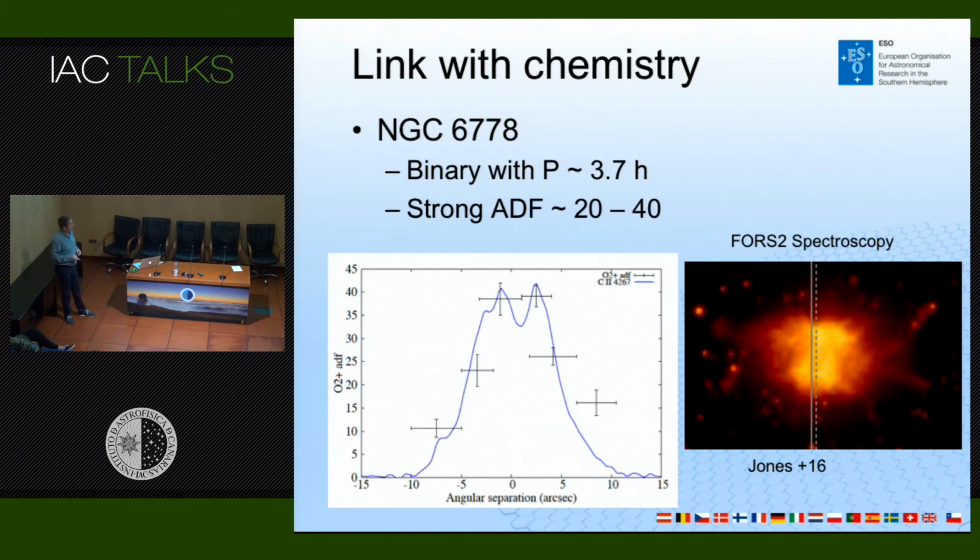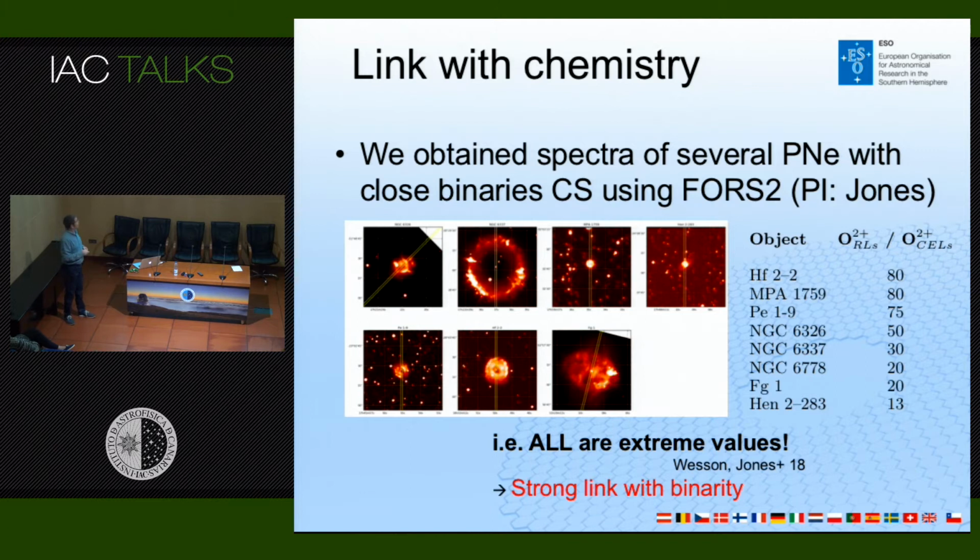In fact, we did a further study where we obtained spectra of several planetary nebulae with FORS2 at the VLT, and you can see them here with the position of the slit. And those were chosen because we knew already that those contained a close binary inside the planetary nebula. And what we found is that for all of them, the ADF was between 13 and 80. So huge factors, really incredible numbers. So they are very extreme. And so this clearly shows that there is a very strong link between the chemistry and the binarity.